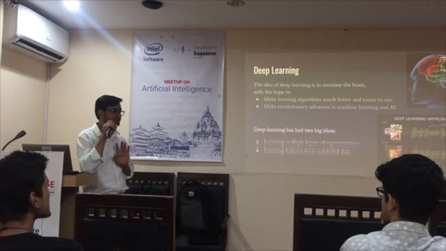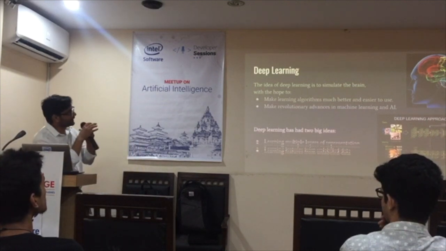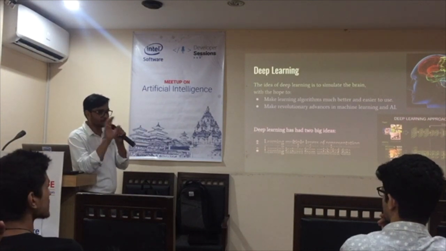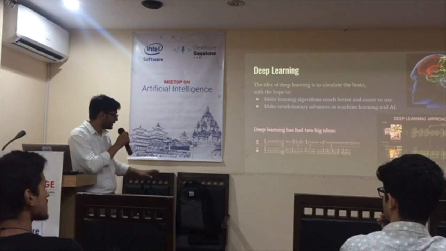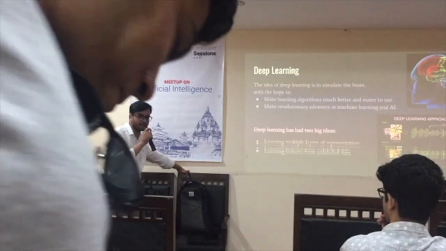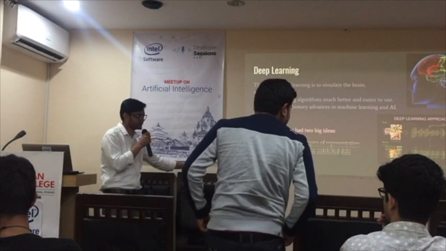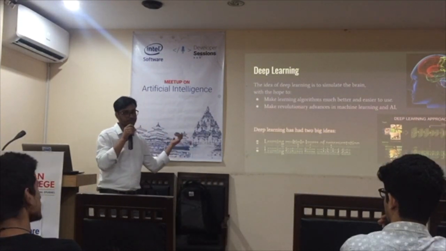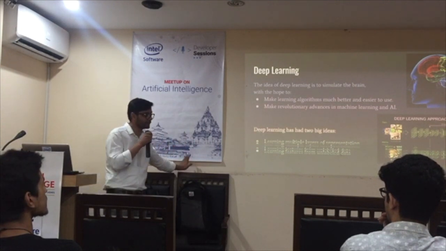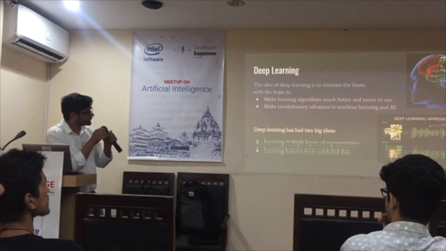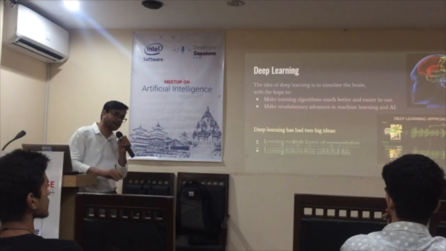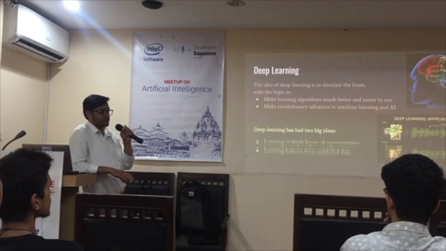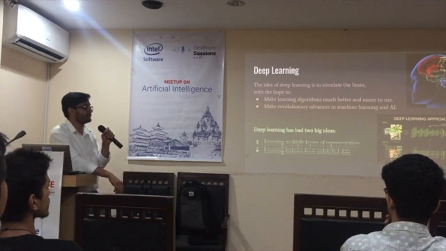No feature extraction. So the idea of deep learning is to simulate the brain. When we learn, we do not see the features. If we have to learn this is a chair, we do not go for its age, its height, or its width like this. We directly learn this is a chair. If we see this two or three times, we can define this is a chair. So deep learning is a very similar concept. It learns directly from the raw data, and it simulates the brain.